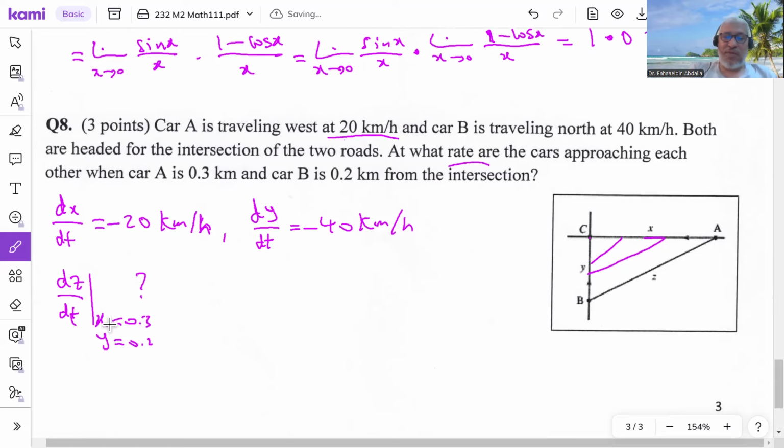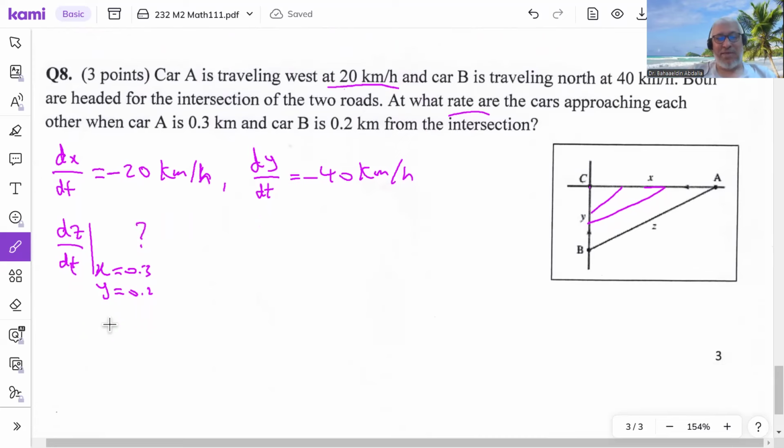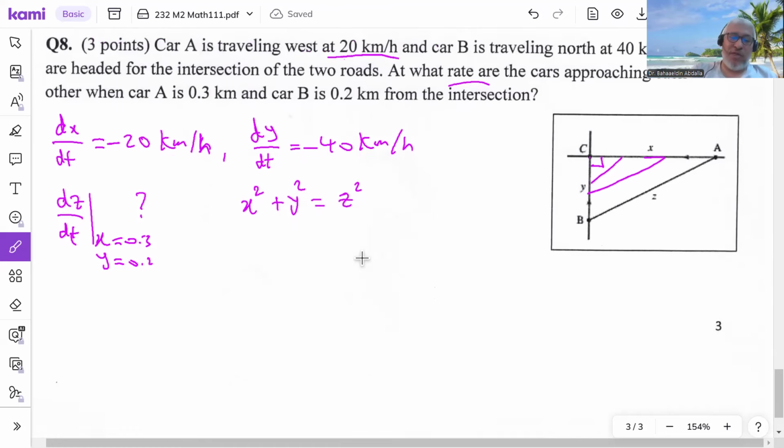So now this is called related rates. We have three rates, and how can we relate these three rates? We need a relation between the variables that are changing in this question. The variables are x, y, and z. And from the graph, you have a right triangle. So there is a relation between x, y, and z from the Pythagorean theorem, which says that x squared plus y squared equals z squared, where z is the hypotenuse.